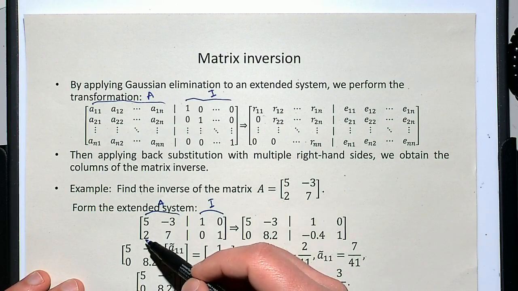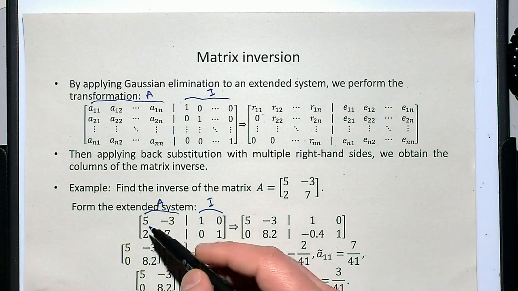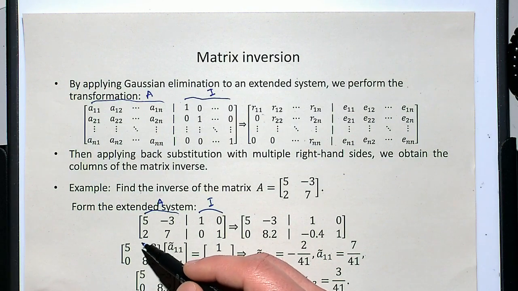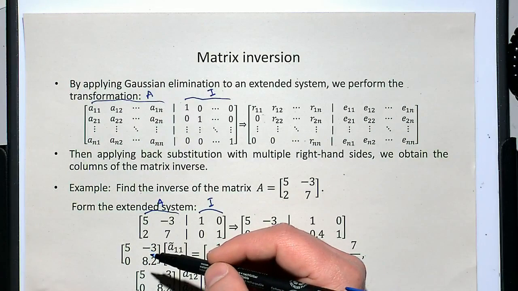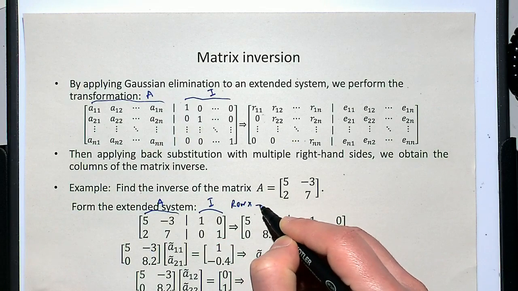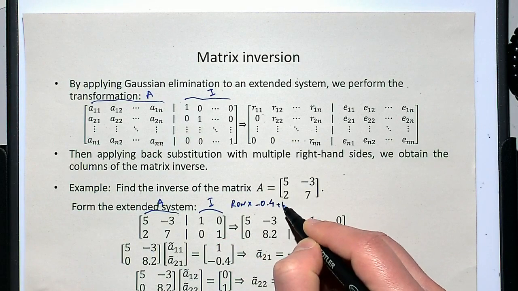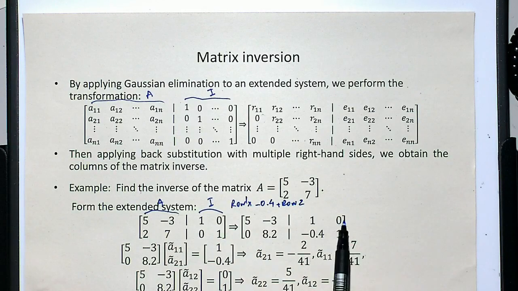So I want to do Gaussian elimination, which means that I do not touch the first row. And what I do is that I go to the second row here, and then I would like to get rid of the first element. So the question is, what should be the multiplier by which I multiply row 1 and add it to row 2 to get rid of this first element? This is minus 0.4, right? So if row 1 is multiplied by minus 0.4 and added to row 2, the first row is untouched.